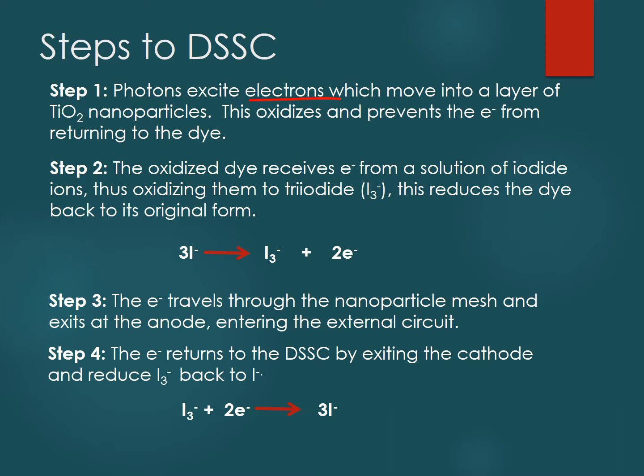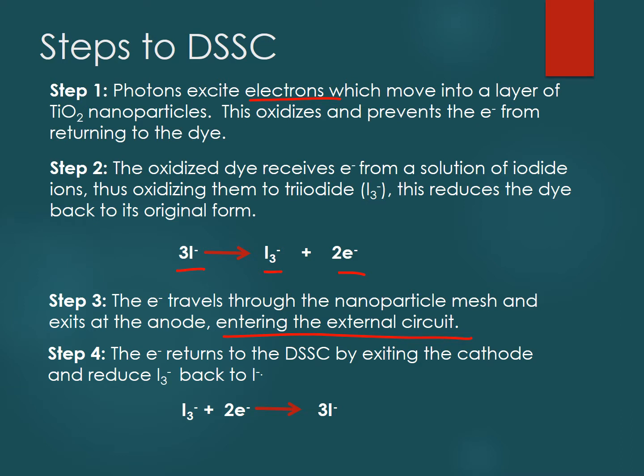Now the oxidized dye is going to receive an electron from the solution of iodide ions, thus oxidizing them to triiodide. This will reduce the dye back to its original form. And this is the equation that's happening here. 3 iodide ions makes triiodide, freeing up a couple of electrons to go back into that dye. Then the electron travels through the nanoparticle mesh and will exit at the anode. When it does that, it enters the external circuit and can produce work.